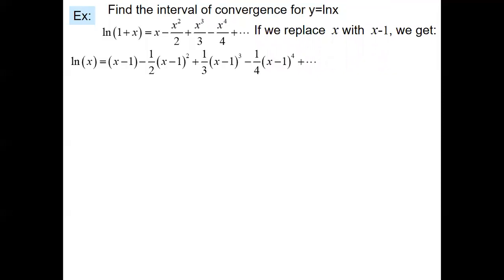Well, if I replace the x with an x minus 1, so I would be putting x minus 1 in for x, and then 1 plus x minus 1 is just going to be x. So that means I replaced all those other terms with an x minus 1. So I'm just taking a known series and manipulating it. So here's ln of x.